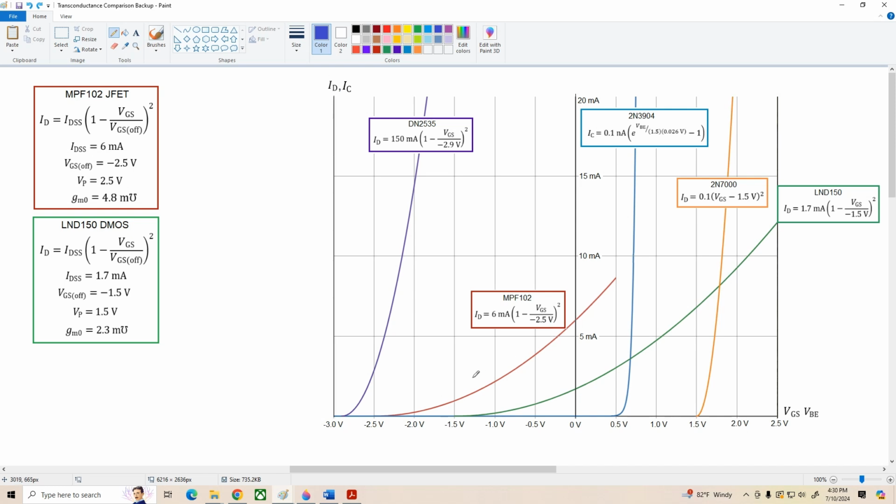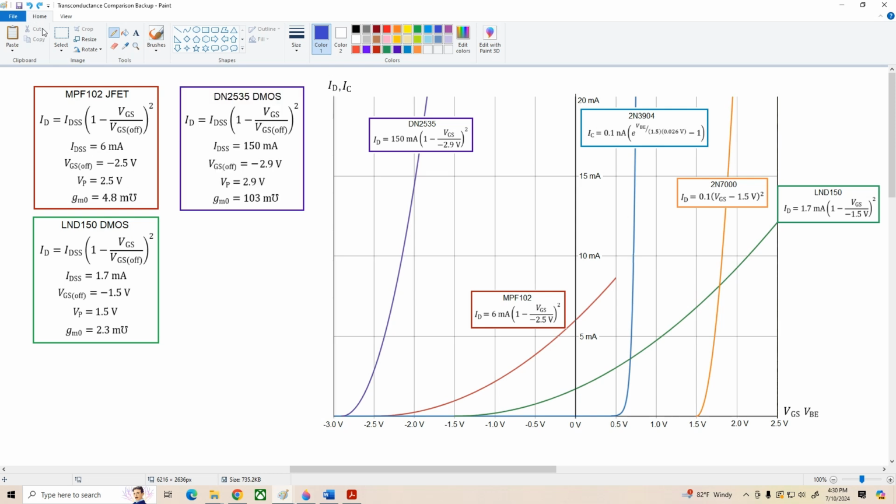All right, the next one we're going to look at here is the DN2535. That's this one right here, and you can see this is a much steeper curve than either of the previous two devices, so it's much higher transconductance, GMO 103 millimhos. All right, the next one to look at, the 2N7000. This is an enhancement mode MOSFET. Its curve is over here, and you can see that it's a relatively high gain device at these current levels as well.